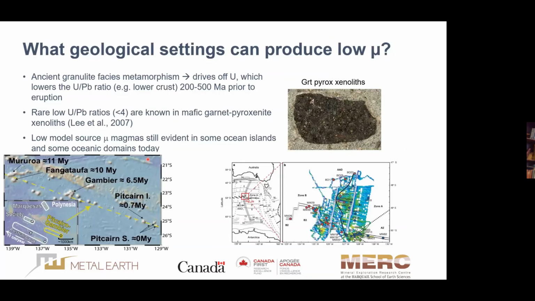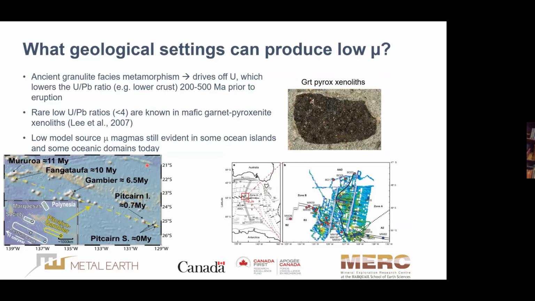So let's move on and have a look at what are the geological settings that could produce these low mus. Well, one is obviously ancient granulite facies metamorphism, which drives off the uranium and lowers the uranium-lead ratio, and it needs to happen a long time before the actual eruption of the igneous rocks, typically in the region of 500 million years.